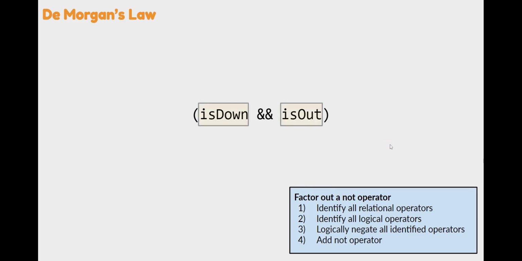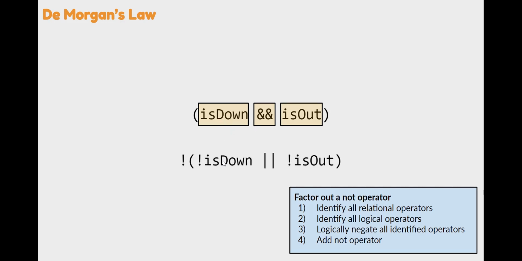Identifying relational operators, we have is down and is out. Identifying logical operators, we have and. Logically negating those, is down becomes not is down, and becomes or, is out becomes not is out. Last step, put the not operator outside the parentheses.